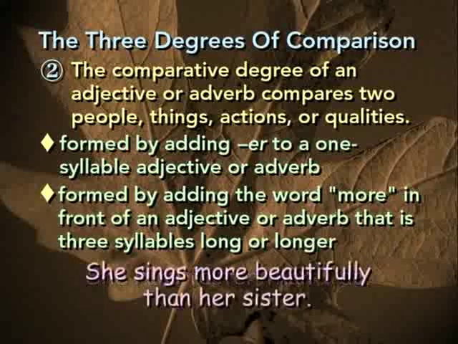And one more example. She sings more beautifully than her sister. Here again we have a comparison of two people, she and her sister. And we've taken the positive degree of the adverb beautifully and turned it into the comparative degree by adding more in front. Remember, we would use the word more in front of the adjective or adverb when it's 3 syllables long or longer, and beautifully is a long adverb, and therefore more beautifully is the correct way to form the comparative degree of the adverb.